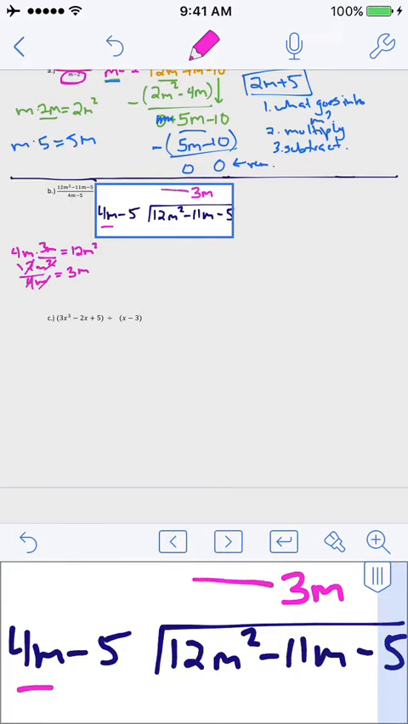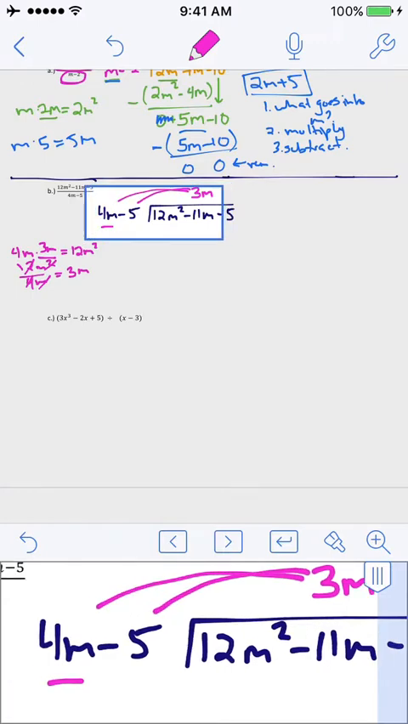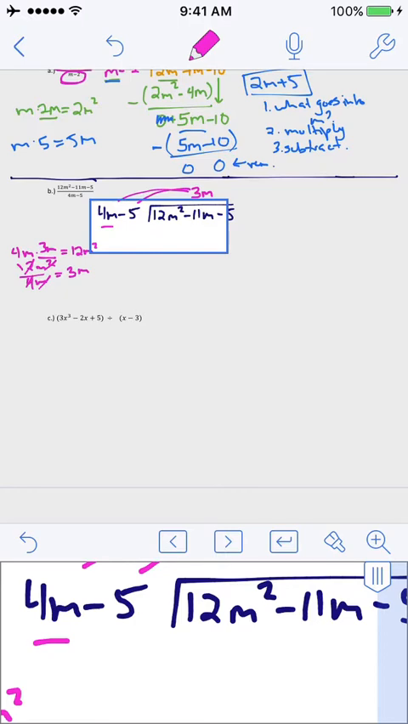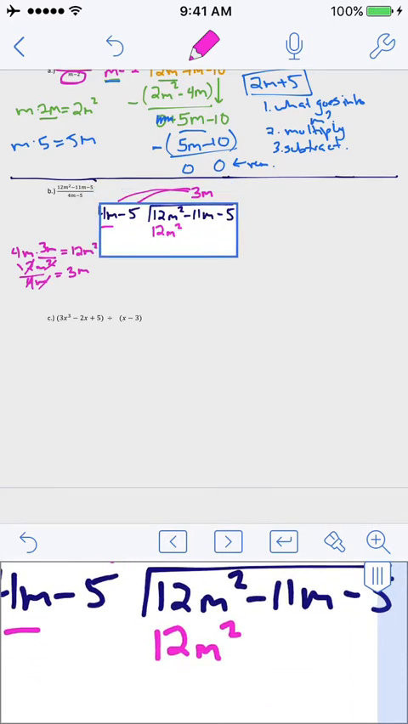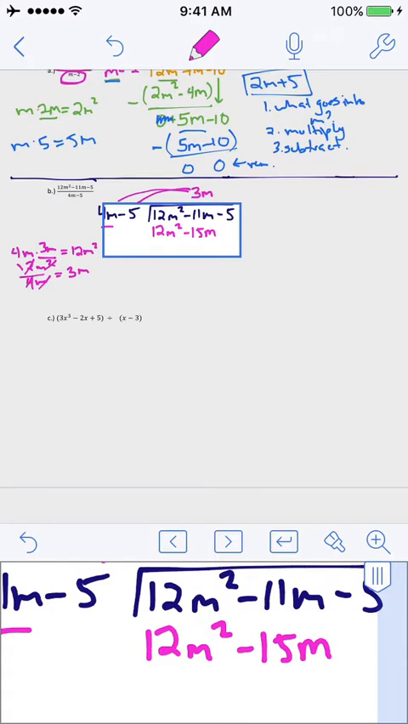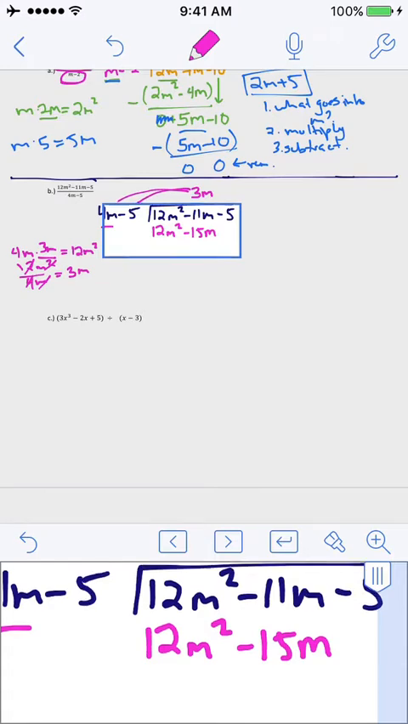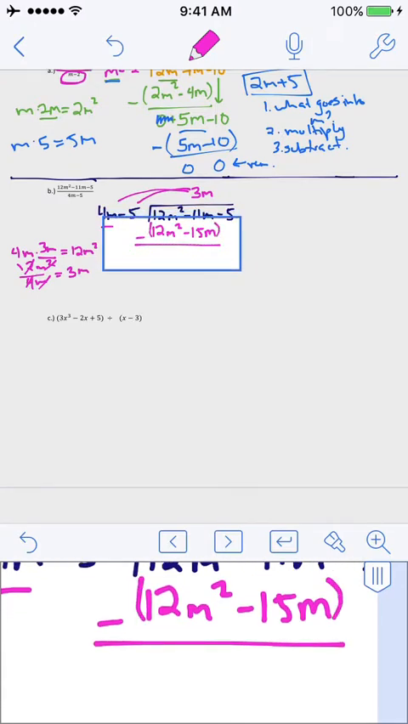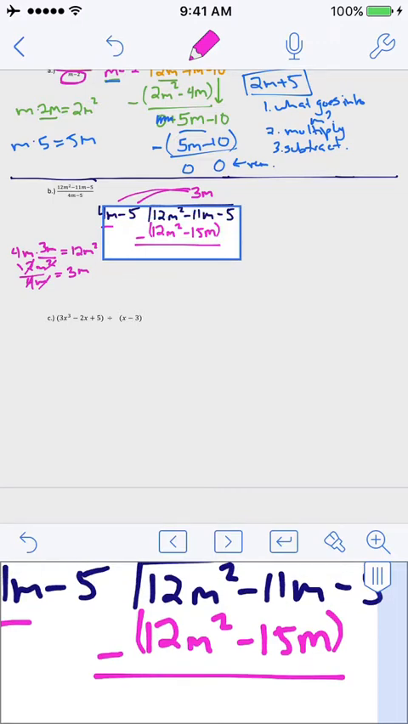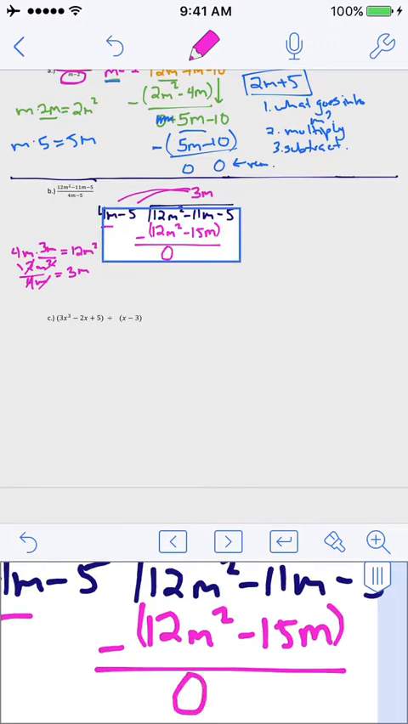All right, so now I'll make sure I multiply it out. That's my next part. I'm going to multiply these two guys. I'm going to distribute it out. 3m times 4m. Well, we chose 3m because we know it ends up being 12m squared. 3m times negative 5 is going to be negative 15m. So we choose what we need to multiply by, then we multiply, last we subtract. So we'll subtract these. I'm going to put some parentheses around it. 12m squared minus 12m squared is going to equal 0. They're going to cancel out.